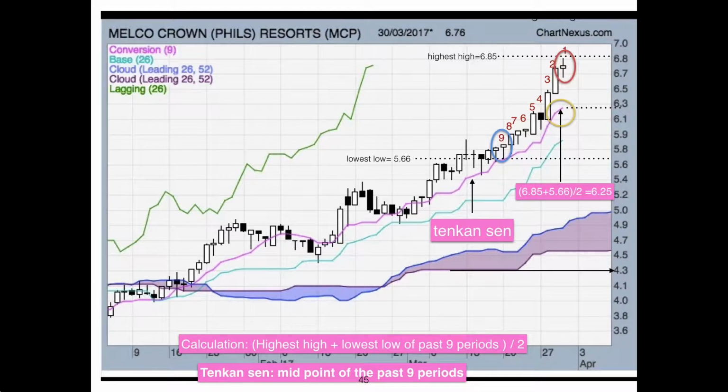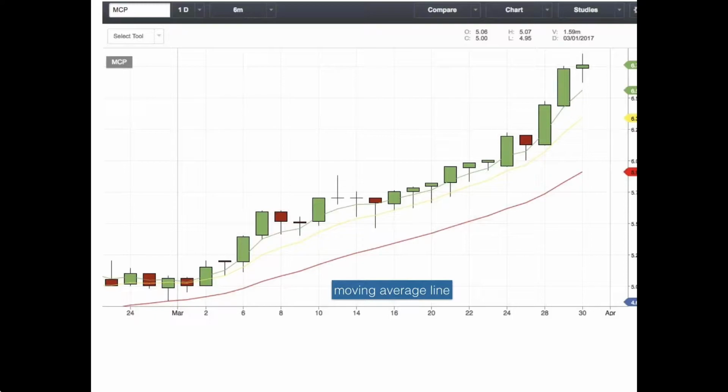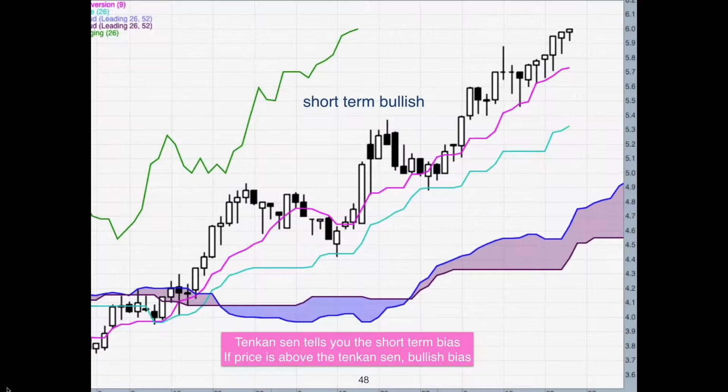Now the Tenkan-sen line is like a short-term moving average because it is the result of prices averaged over a period of time. However, unlike moving averages, which take straight averages, the Tenkan-sen line takes the highest high and the lowest low only and gets the average of that. Moving averages, however, average all closing prices within its specific time period. Now, the Tenkan-sen line is the fastest of all the indicators.